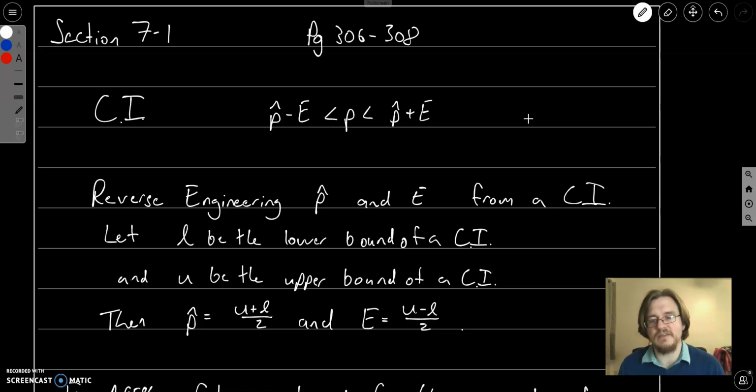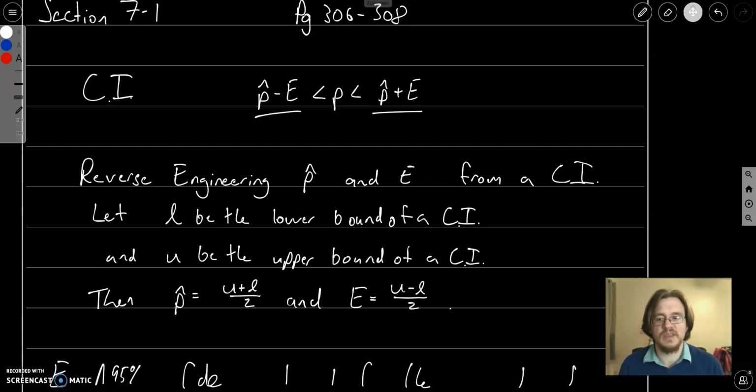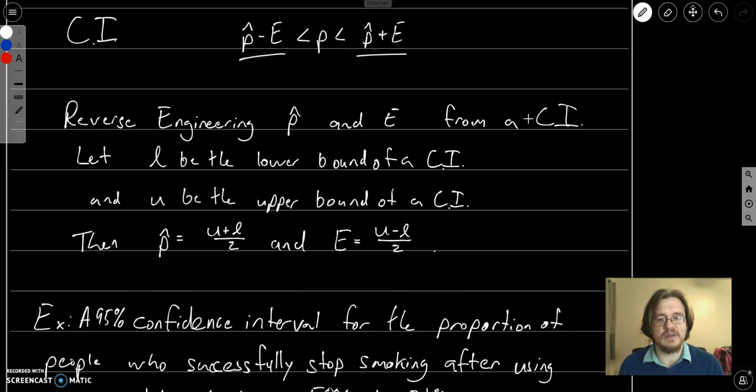So one nice thing is that if you were given the confidence interval, we can figure out what the sample proportion was and what the margin of error was. If we think about it this way, we have a range of values that will make up our confidence interval: p hat plus E, our margin of error, and p hat minus E. The nice thing about this confidence interval is that it's symmetric, and p hat is going to be right in the middle.